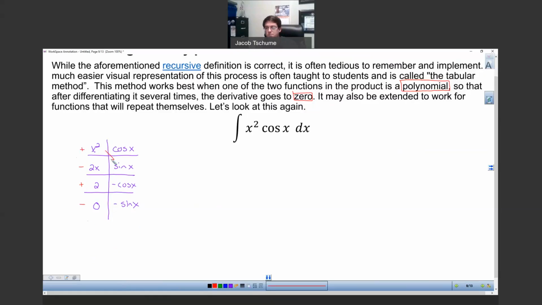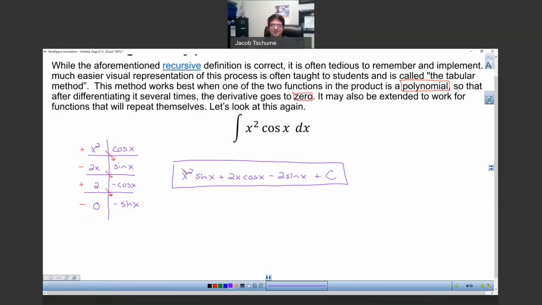Then you multiply along the diagonal all the terms that you can. You don't need to do the 0, because after that point everything else goes away. Then you write down your multiplication terms. Positive x squared times sine is x squared sine of x. Negative 2x times a negative cosine is positive 2x cosine of x. Then positive 2 times negative sine is negative 2 sine of x. And don't forget your plus c because it is indefinite.